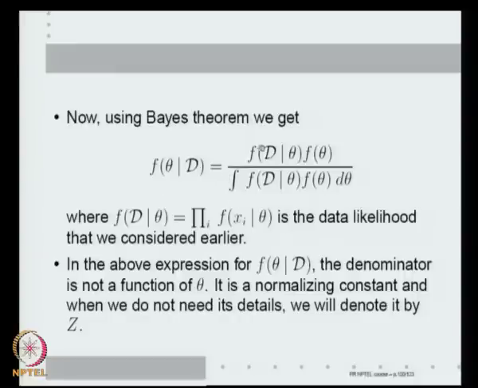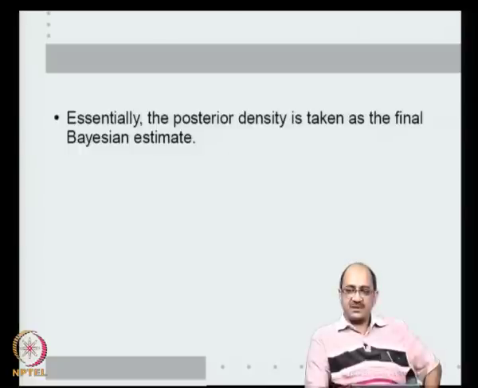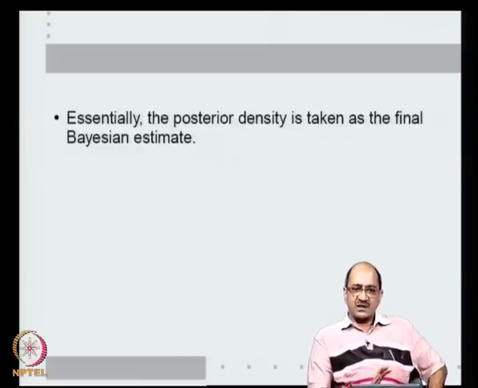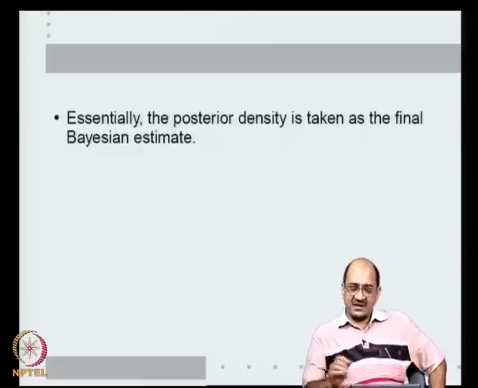So, essentially, given data and our model, because I know f of x given theta, I know how to calculate f of d given theta, and I am given a prior density. So, I take the product and turn it into a density, that is my posterior density. So, in Bayesian estimation, my posterior density is the final Bayesian estimate. We will see, of course, how to find the posterior density, and there are many other issues with it, but today's class will just look at the broad outlines. So, we take the posterior density as the final estimate.